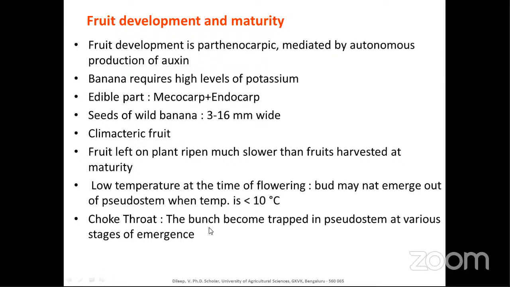Okay, so the bunch, as I said, it is a monocarpic crop. After the vegetative phase, the bud will transform into an inflorescence after the 11th leaf. At that time, if there is a prevalence of low temperature, the bud will not shoot out. Okay, if there is a prevalence of less than 10 degrees, there is no emergence. And this choke throat condition technically means the bunch becomes trapped in the pseudostem at various stages of emergence. It may be emerging, and suddenly if there is a temperature of 10 degrees Celsius, it is trapped there only, and at that stage there is no emergence of the inflorescence. And also root growth is hindered at temperatures of less than 13 degrees Celsius.